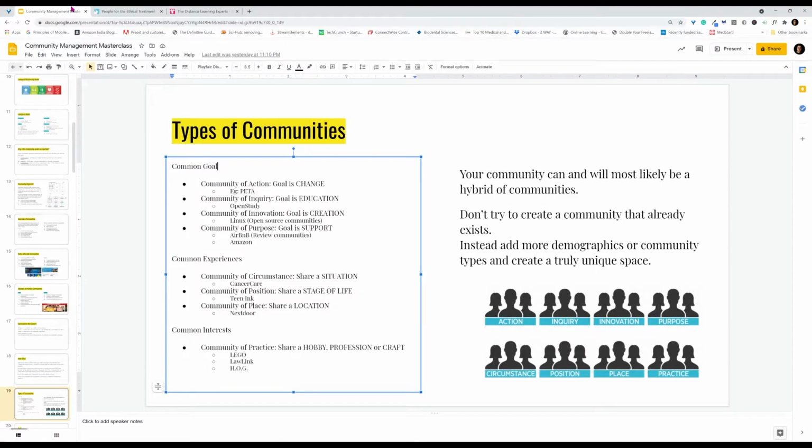Now that we know what a community is, let's identify the different types of communities. By definition, a community is a segment of people that forms relationships and has some form of shared experiences, goals, and interests. That last bit is going to be very important to find out the different types of communities. Now let's go over some of the examples. The first one, like I mentioned, is for common goal.